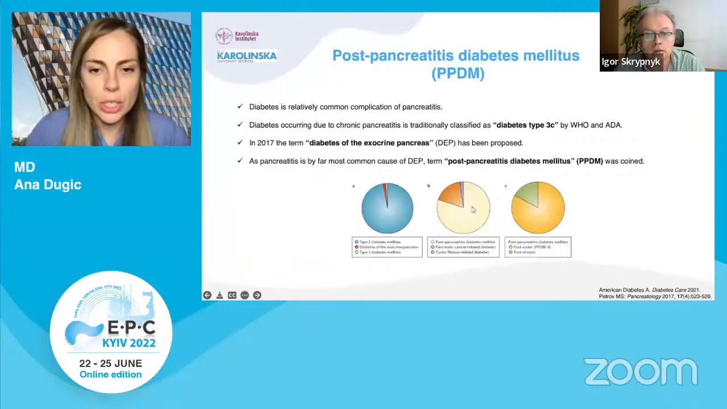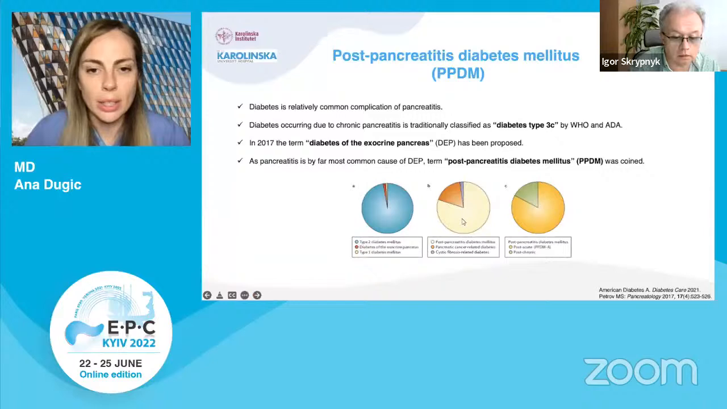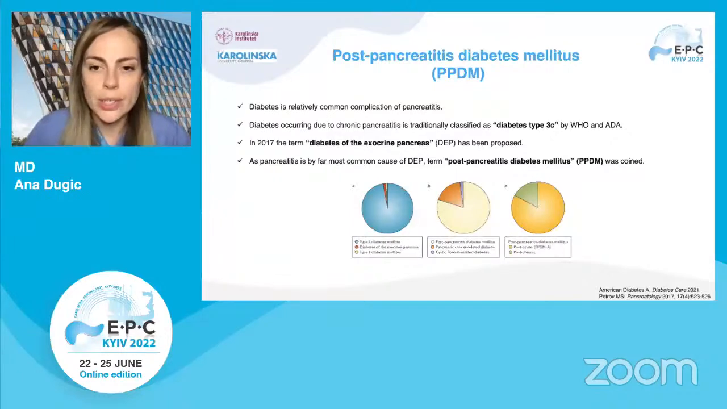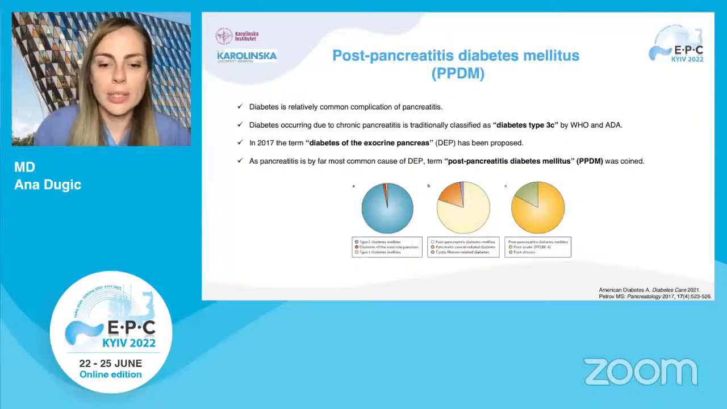The most common form of diabetes of exocrine pancreas is post-pancreatitis diabetes mellitus, followed by diabetes in pancreatic cancer and diabetes in cystic fibrosis. Interestingly, more than 80% of cases of post-pancreatitis diabetes mellitus are due to an acute pancreatitis bout, whereas approximately 20% are due to chronic pancreatitis.